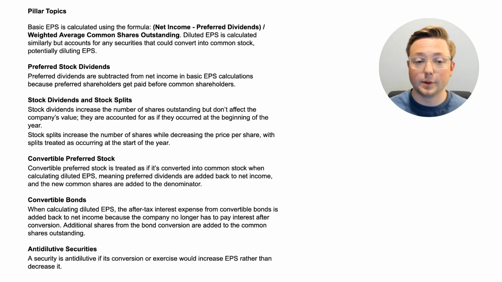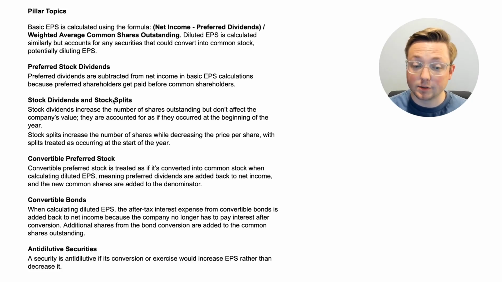All right, here we are at the pillar topics. Let's just dive straight into it. First off, basic earnings per share is calculated using the formula net income less preferred dividends, all divided by the weighted average common shares outstanding. It's actually the same for diluted earnings per share, you use the same equation, but you have to take into account any securities that could convert into common stock, and that would potentially dilute earnings per share. Let's talk about each of the things that we learned in this video. Preferred stock dividends. Preferred stock dividends are subtracted from net income in basic earnings per share calculations because preferred shareholders get paid before common shareholders.